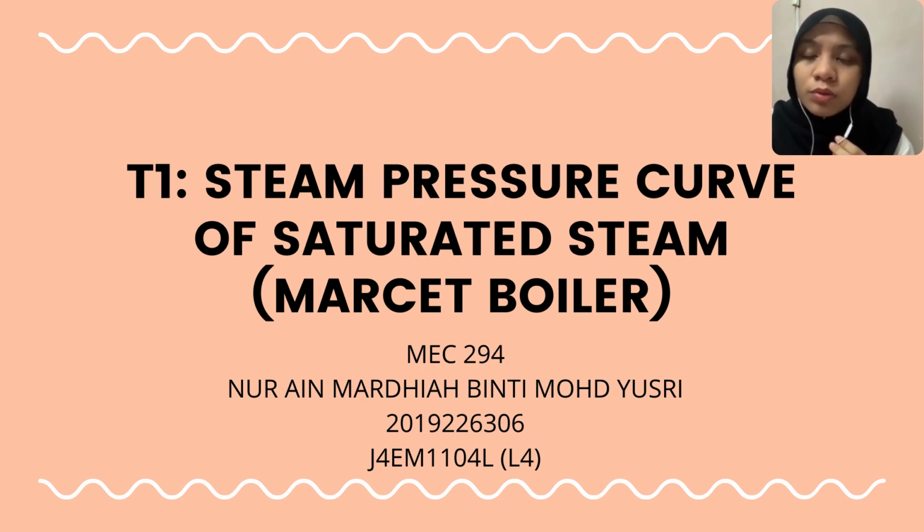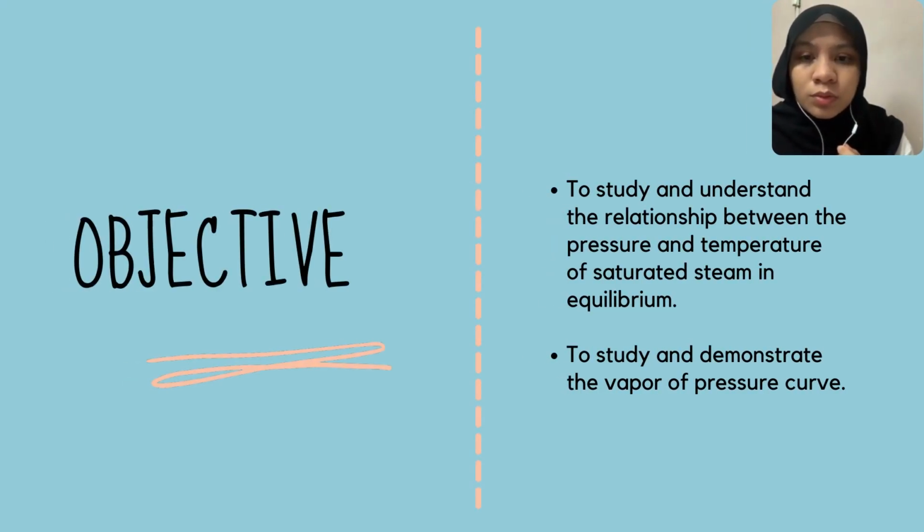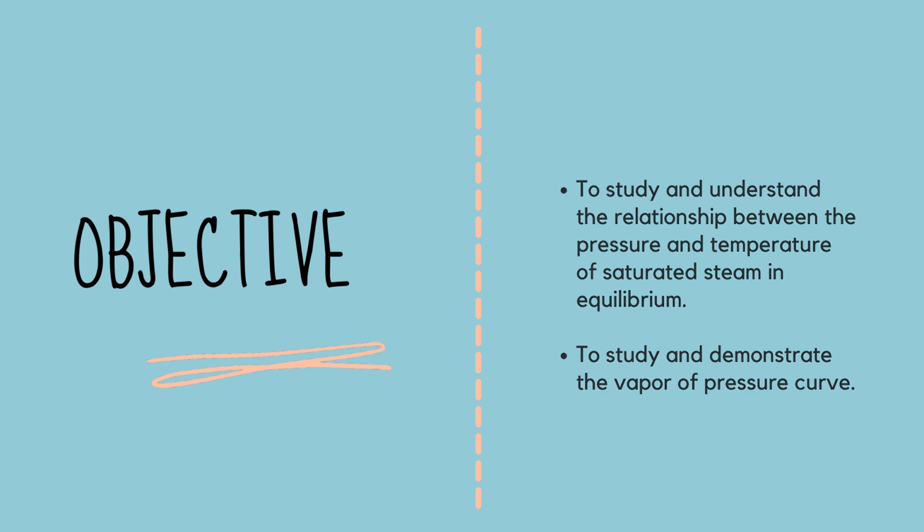So today I'm going to do a presentation for lab experiment T1, which is the steam pressure curve of saturated steam, Marcet boiler. Okay, so this is the objective that we need to achieve at the end of this experiment. First, we need to study and understand the relationship between the pressure and temperature of saturated steam in equilibrium, and also we need to study and demonstrate the vapor pressure curve.